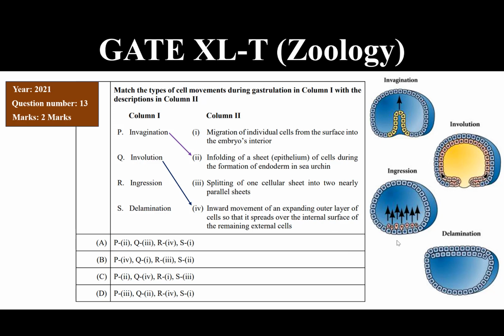So you can look for migration or individual cells, which we find here. So ingression is basically migration of individual cells from the surface into the embryo's interior. And the last is delamination, which is also easy because you could look for words like splitting. So it is splitting up one cellular sheet into two nearly parallel sheets. So based on this, the answer to this question is C, where we have P matching to 2, Q to 4, R to 1 and S to 3.